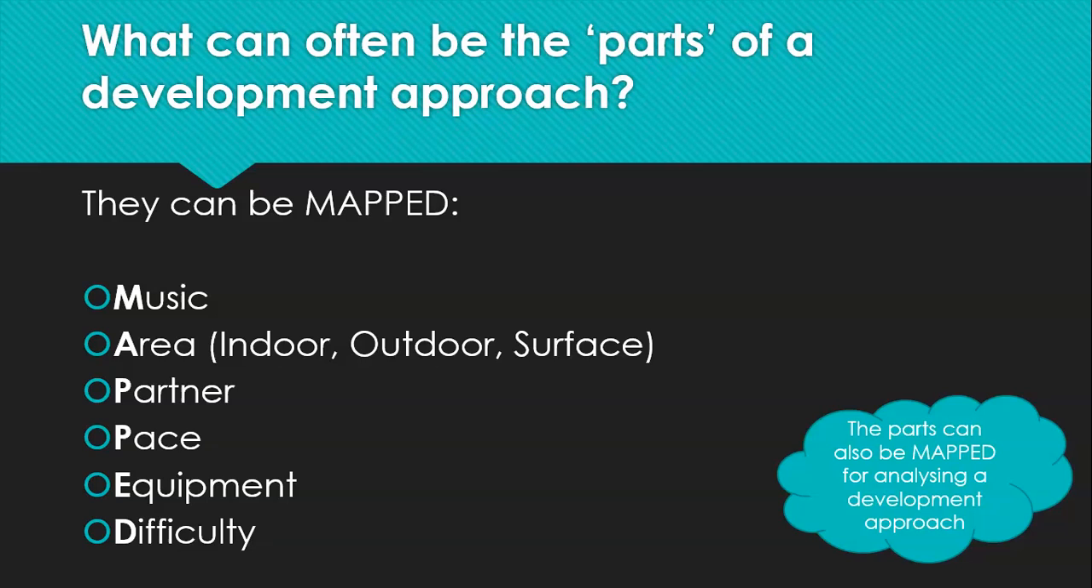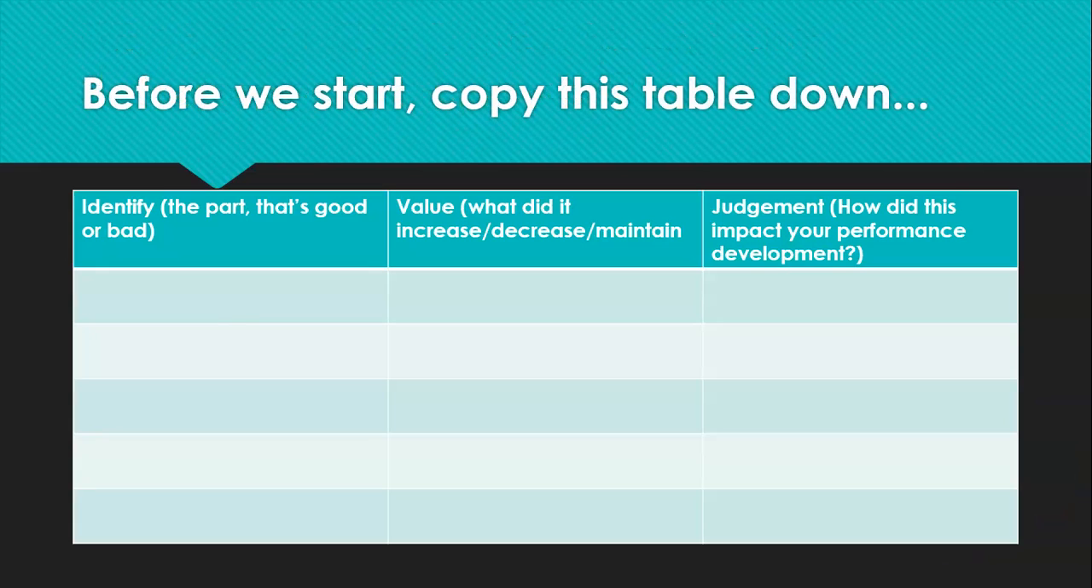Key tip here is the parts can also be mapped for using an analyse question for a development approach. Just remember, the tense has to have changed. When you're analysing, these things would be probable. If you're evaluating, these things would be definite. They definitely happened. Before we start, copy this table down. So pause this video here and copy this table down. Make sure you've got quite a lot of room between the rows, and don't cut it off at any point because you might have lots of examples that you're going to put in there. Pause the video.